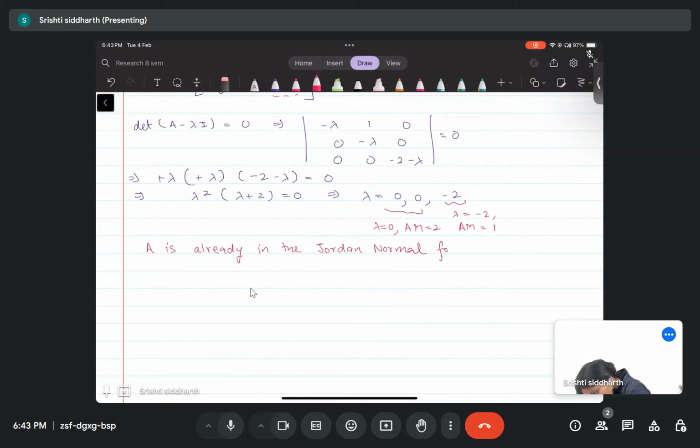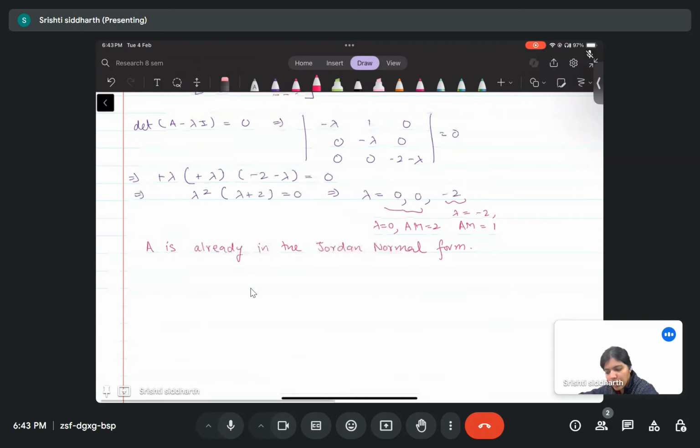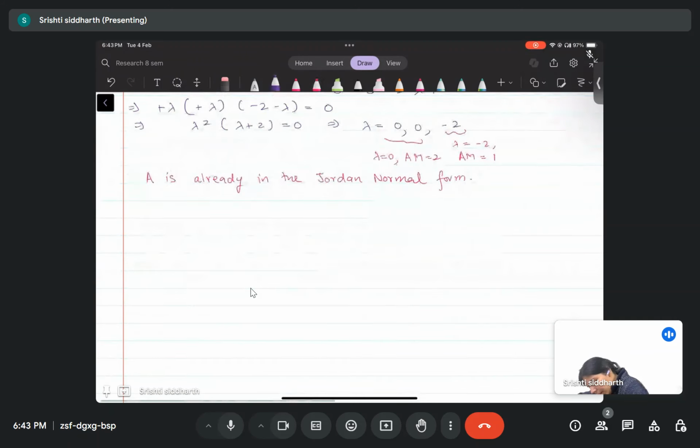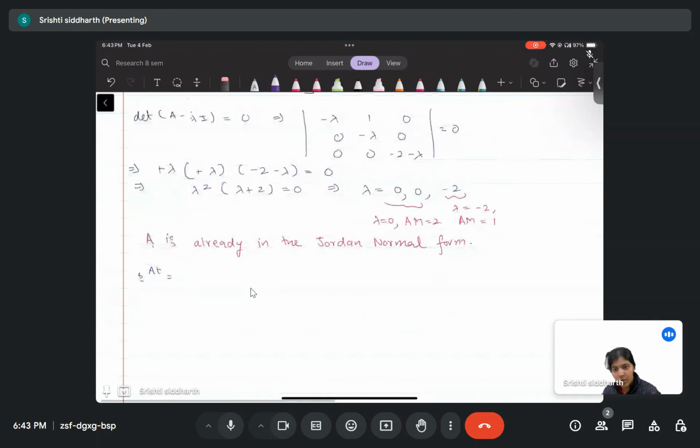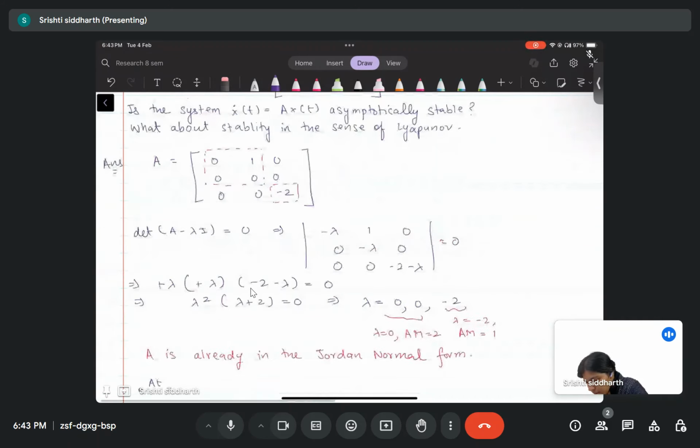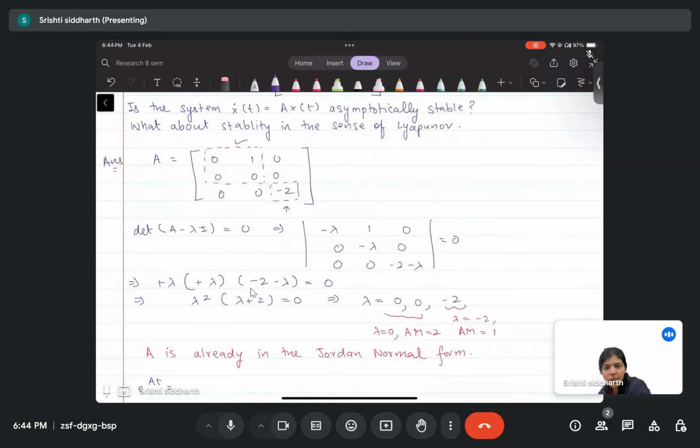Now let's compute e to the power At. Alright. So now we look at how to compute the exponential when we have some repeating eigenvalues. For example, e to the power At for a diagonal element is simply e to the power minus 2t. But we'll now see how to compute the exponential for a Jordan block of size 2.